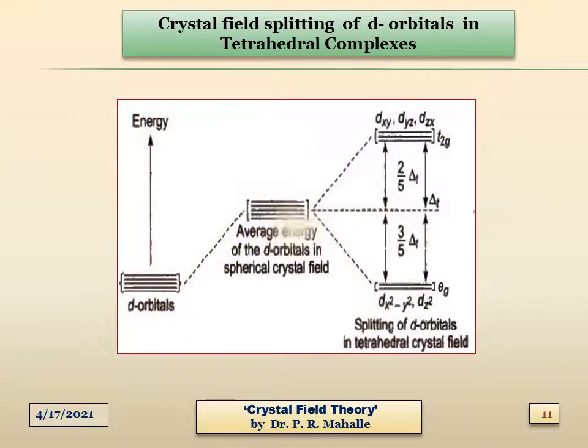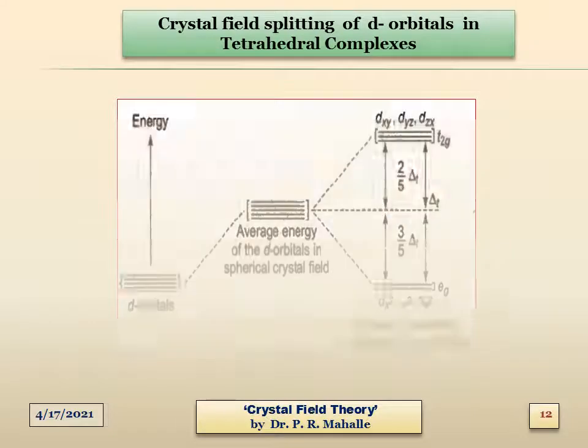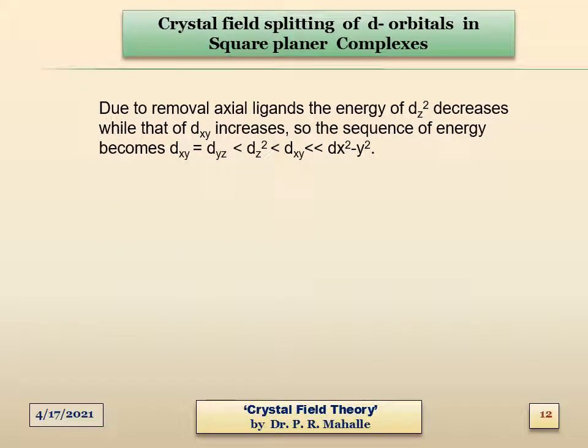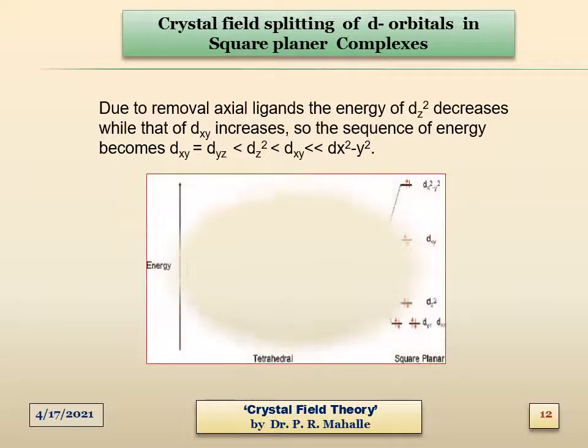Here we can see the crystal field splitting of the orbitals in the tetrahedral complexes. Now, crystal field splitting of d orbitals in square planar complexes. Due to the removal of the axial ligands, the energy of the dz square decreases while that of dxy increases. So the sequence of the energy becomes dxz equal to dyz less than dz square less than dxy less than dx square minus y square.